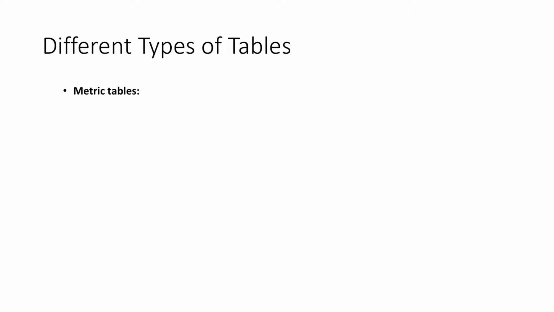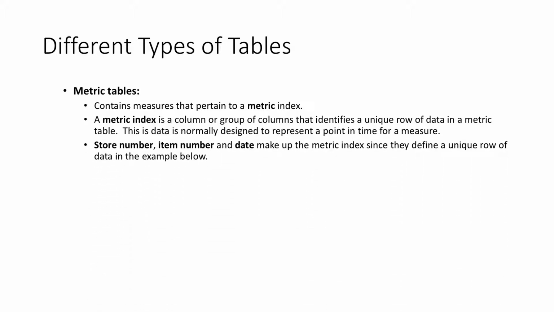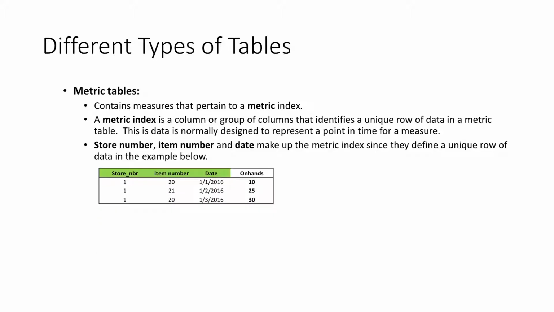Metric tables. We already talked about attribute tables. The next type of table that we're going to talk about is metric tables. These contain measures, right? So the index of a metric table is probably going to be made up of more than 1 column, and I'll describe that. So say, for instance, we had a metric table that had a metric, for example, on hands, which is inventory. Store, item number, and date would actually make up the index of that table.